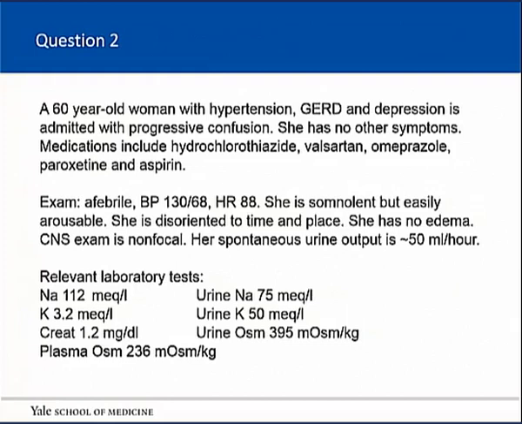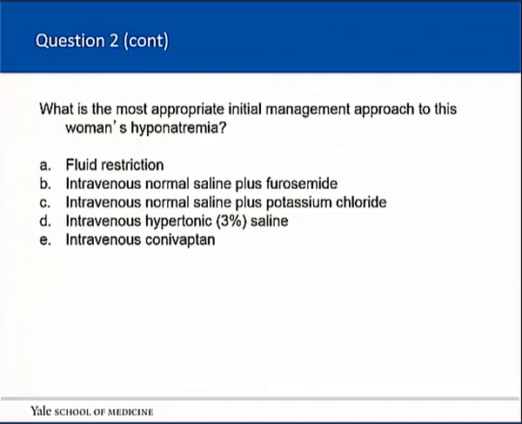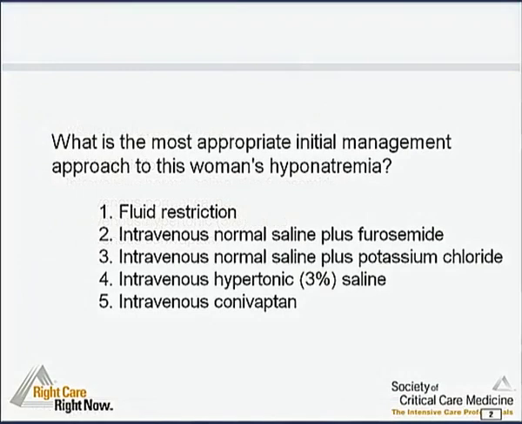Relevant laboratory tests, she has very low sodium, 112, low potassium, 3.2, creatinine slightly up, 1.2, a plasma osmolality that's depressed, 236. Her urine sodium is 75, her urine potassium is 50, and her urine osmolality is high, 395. What is the most appropriate initial management for her? Fluid restriction, IV saline plus furosemide, IV saline plus KCl, hypertonic saline, or intravenous conivaptan.